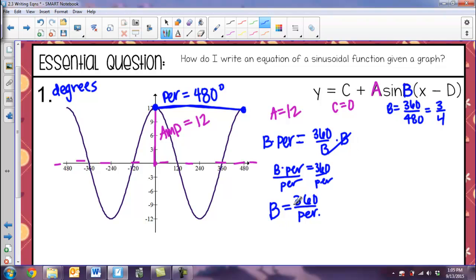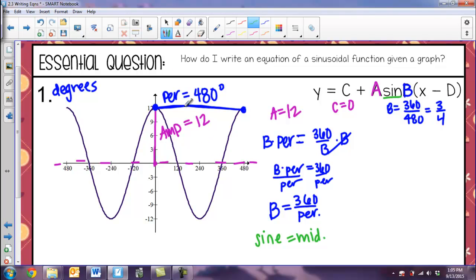Okay, so I've got 3 of my letters done. Now I need to figure out D, which is my phase shift. Because remember, I didn't have a vertical shift. So now I'm going to think about how I find that phase shift. So first of all, you have to decide what kind of graph you're doing. So since I have a sine, I'm going to go ahead and find where a sine graph starts. So remember, sine starts at a middle.